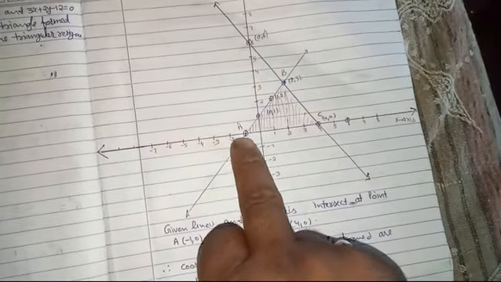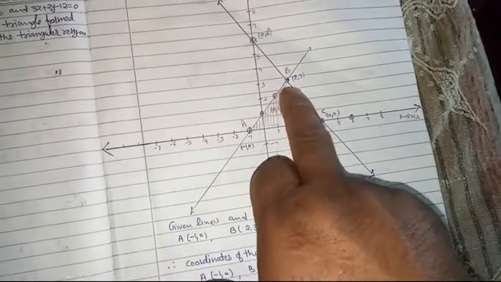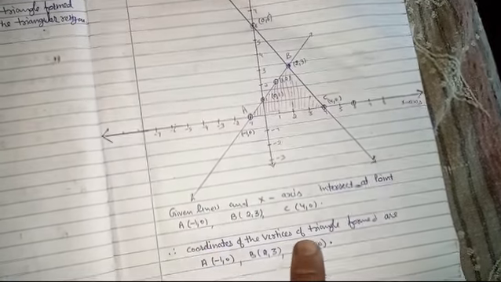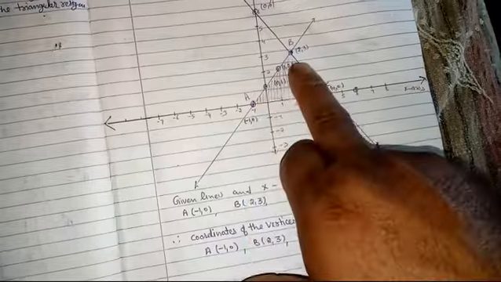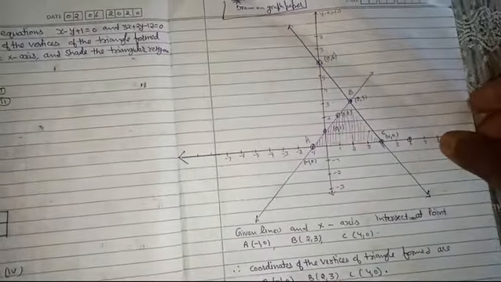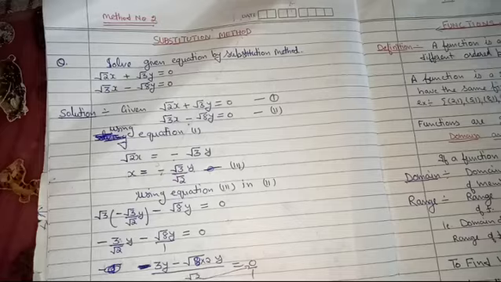So here the triangle formed by these two lines and the x-axis is ABC, and the coordinates of the vertices of the triangle formed by these lines are A(-1, 0), B(2, 3) and C(3, 0). So in this way you have to use the graphical method to solve the equations.